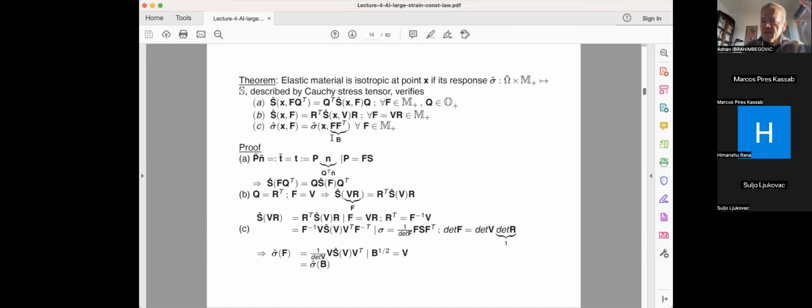And then finally, it turns out that this isotropy criterion is verified if at the end I'm describing the stress response in terms of not sigma as a function of F, but sigma as a function of B, where B is equal to F F transpose. So again, rotation is kind of kicked out. So this computation goes in a similar direction.